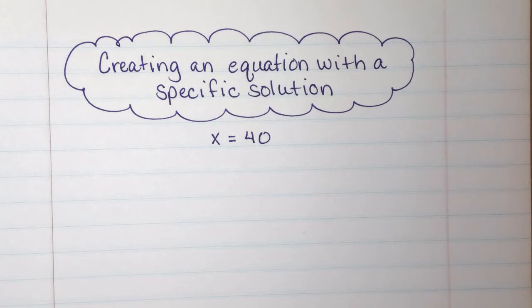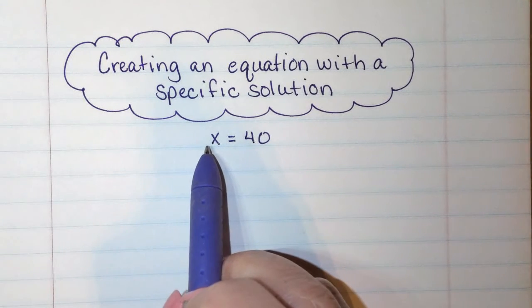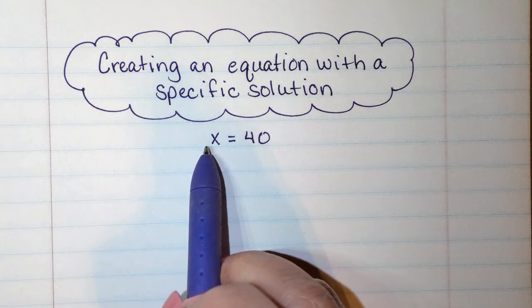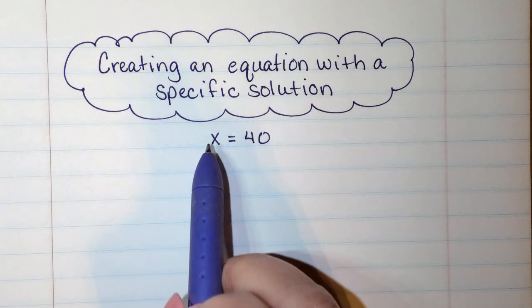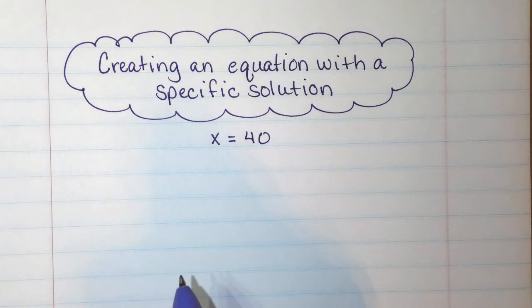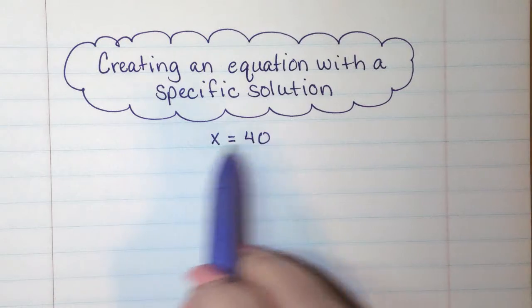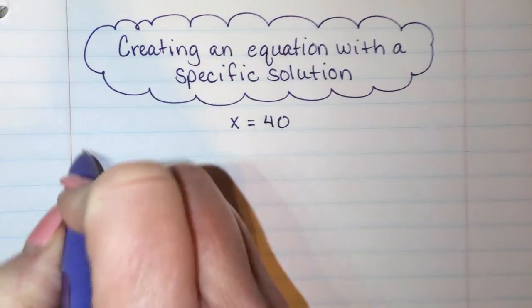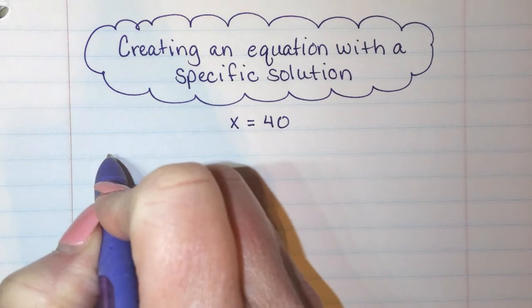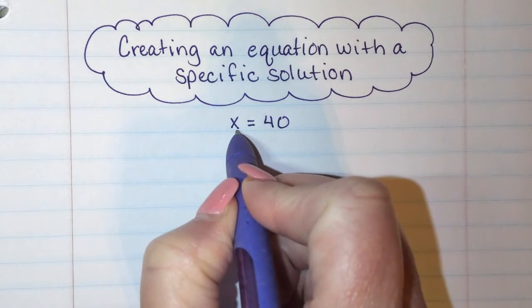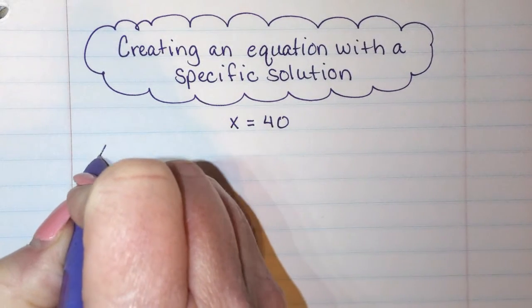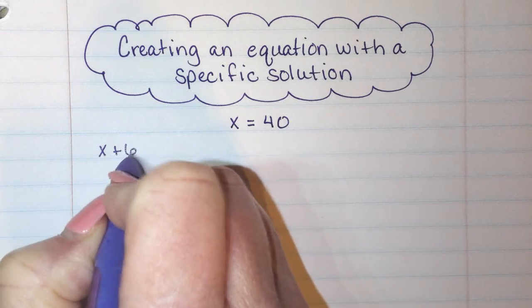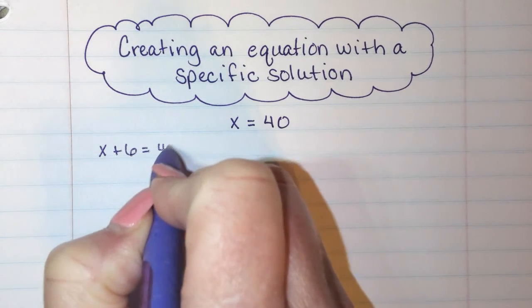Now, to create a one-step equation, I do one operation to the variable. Now, that operation may be multiplication, division, addition, or subtraction. It doesn't matter, okay? So, let's do one of each. So, let's say x is 40, and I wanted to do an addition problem with that. So, I could say x plus 6 equals 40.